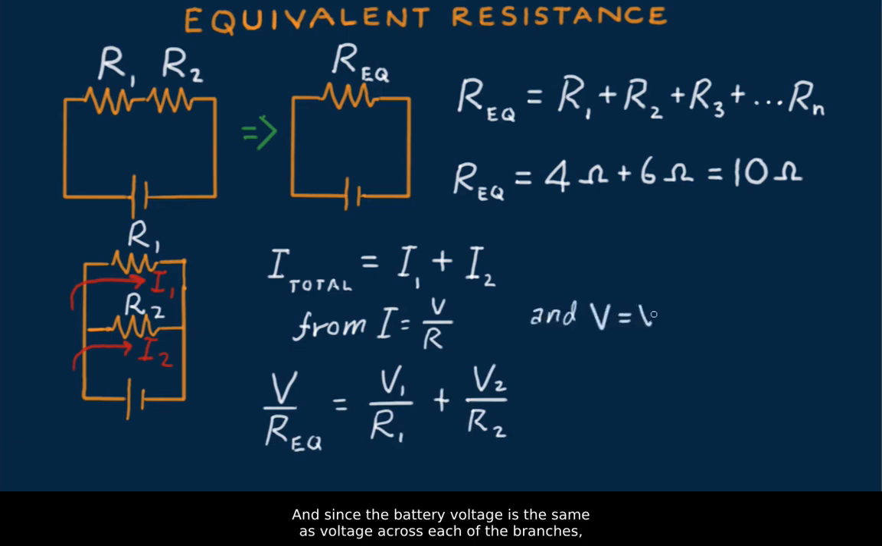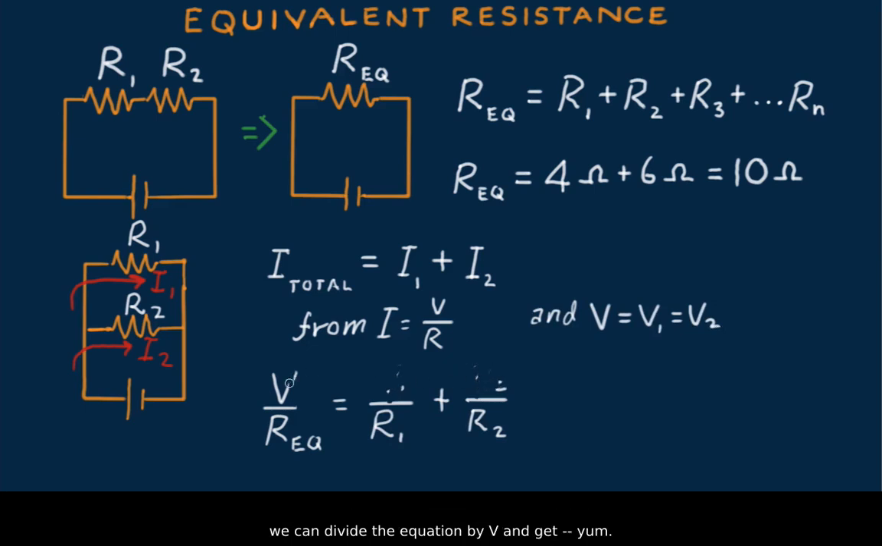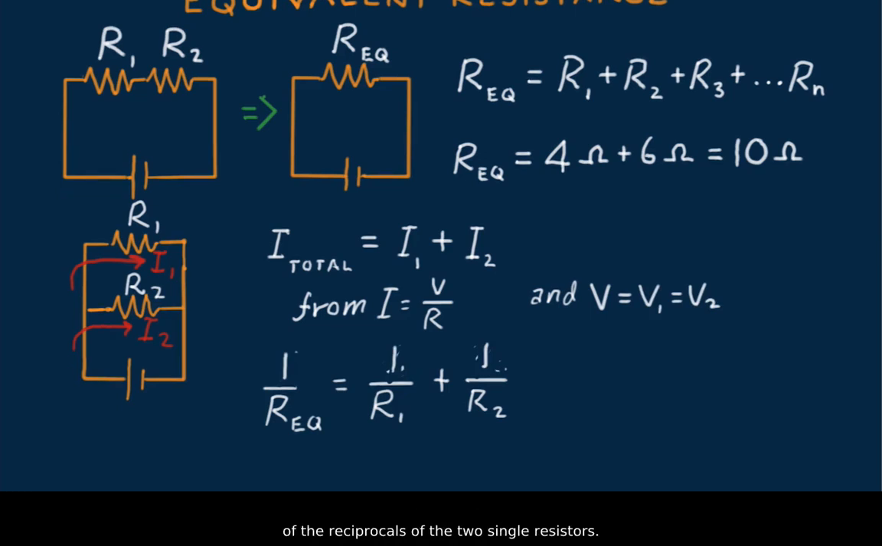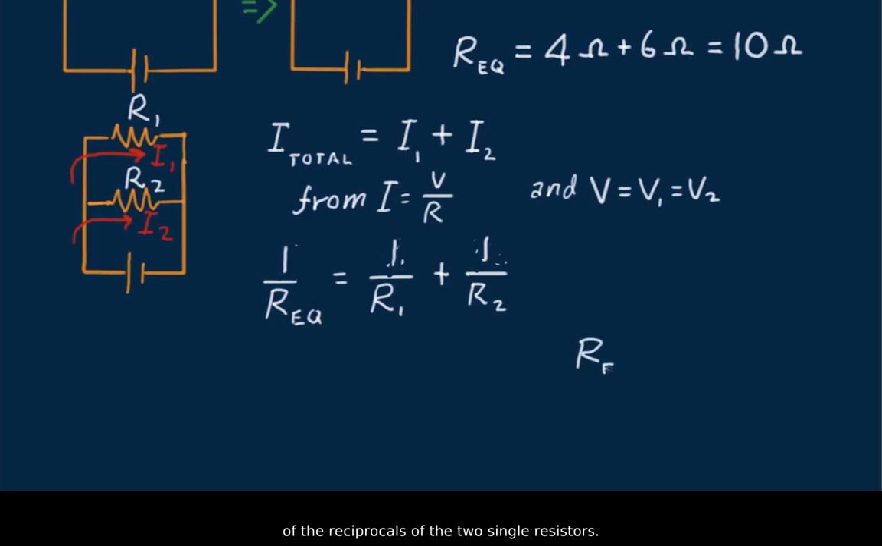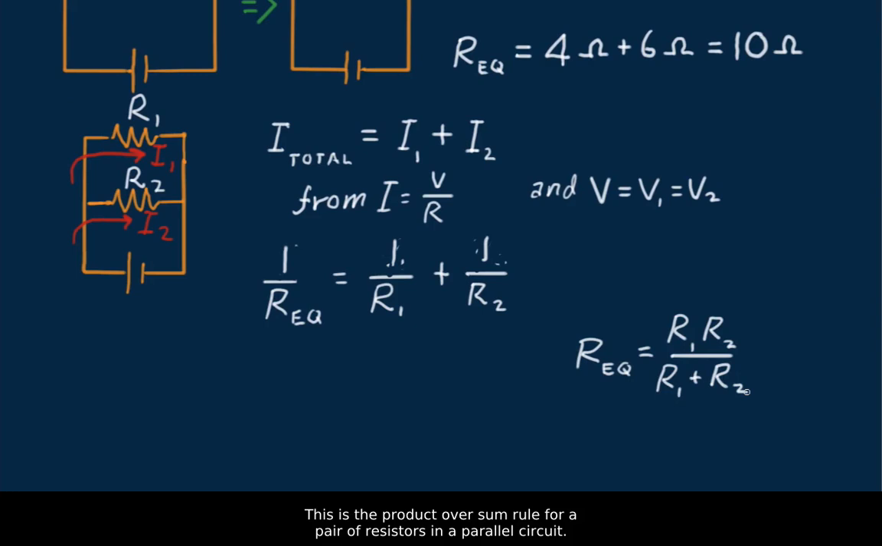And since the battery voltage is the same as voltage across each of the branches, we can divide the equation by V and get... So the reciprocal of the equivalent resistance equals the sum of the reciprocals of the two single resistors. With a bit of algebra, we can convert this equation to the product of the resistors divided by their sum. This is the product over sum rule for a pair of resistors in a parallel circuit.